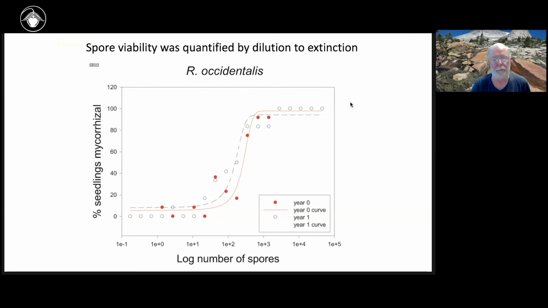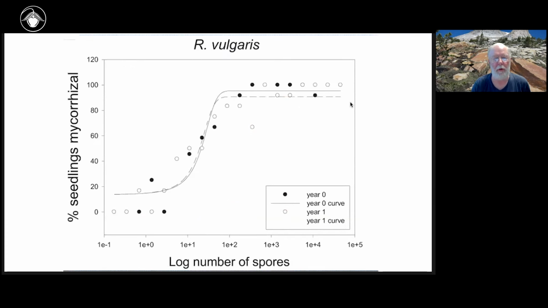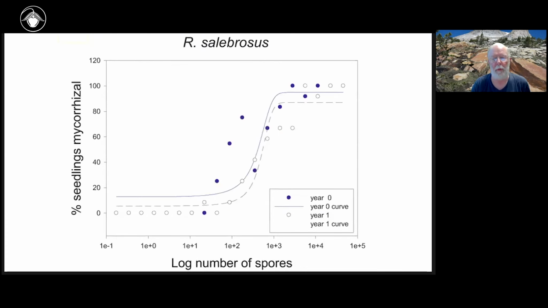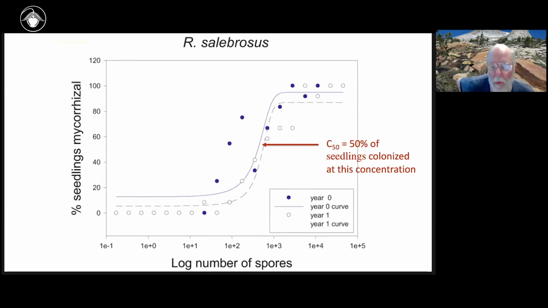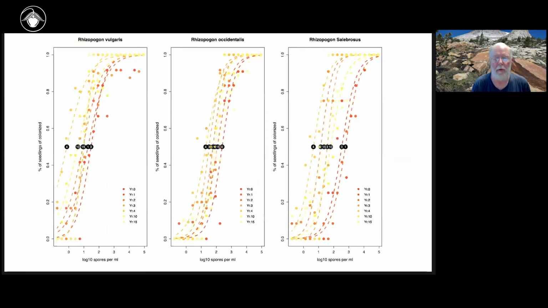And we saw that for all 3 species that we did. These are all Rhizopogons. And the way we're going to compare these is the interpolated concentration at which 50% of the seedlings get colonized. And that's important because otherwise you have to compare graphs that look like this. So this is all 7 time points for those 3 species. And you can see you get sigmoid curves over the whole realm.